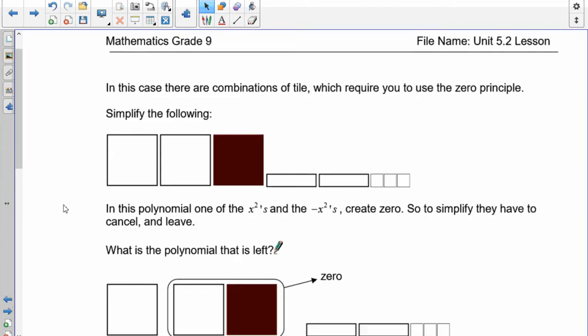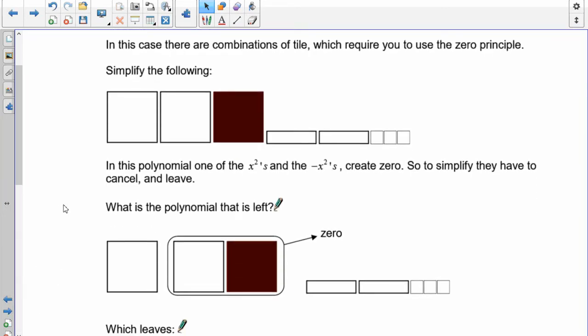In this case we have a combination of tiles that you can use the zero principle on. I split this up into 2 steps, but when you're doing it, you'll model it, draw it once, and then just circle and take away whatever cancels out. That's the term we use when we're talking about zero principles. When something forms a zero, we say it cancels out.